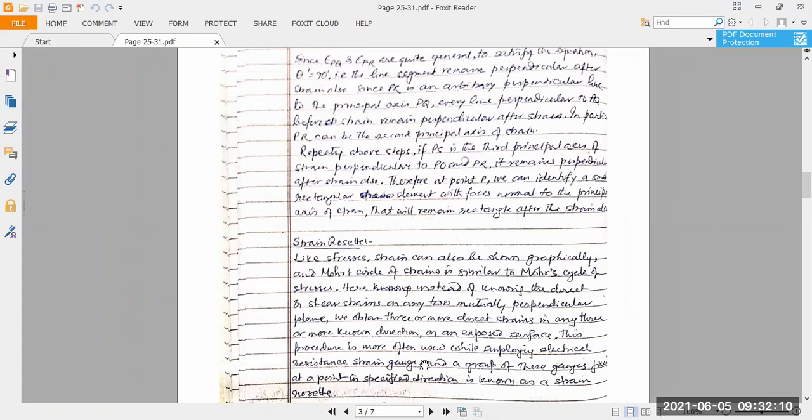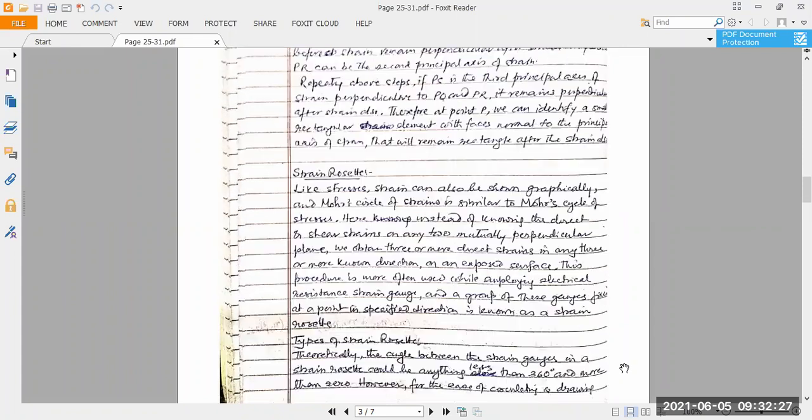So we obtain three or more direct strains in any three or more known directions on an exposed surface itself. This procedure is more often used while employing the electrical resistance strain gauge. And a group of these gauges fixed at a point in specific directions is known as a strain rosette itself.